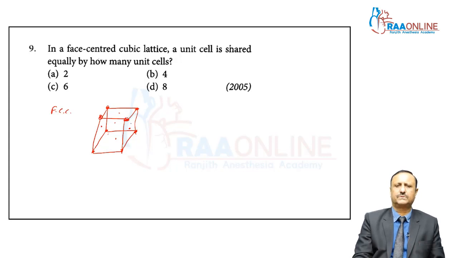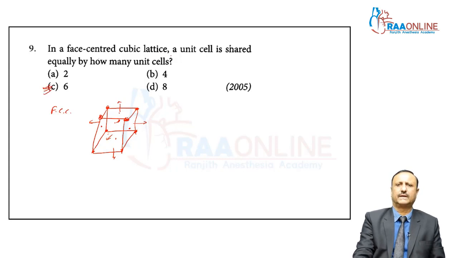These are the 6 faces: 1, 2, 3, 4, 5, 6. 6 faces are present, and each is shared equally by 6 different units. Because in this face, 1st unit, 2nd unit, 3rd unit, 4th unit, 5th unit and 6th unit. So you can go to the answer C.